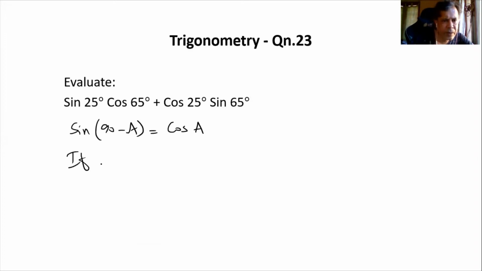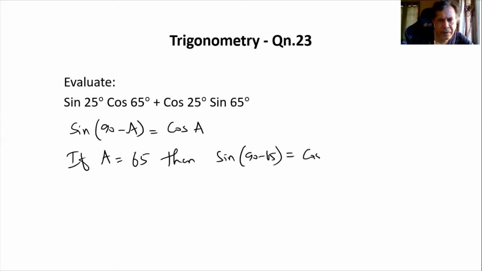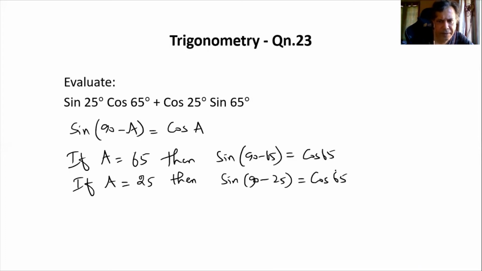So what if I put A as 65, then sine of 90 minus 65 will be cos 65. Then if I put A as 25, then sine of 90 minus 25 will become cos of 65, right?